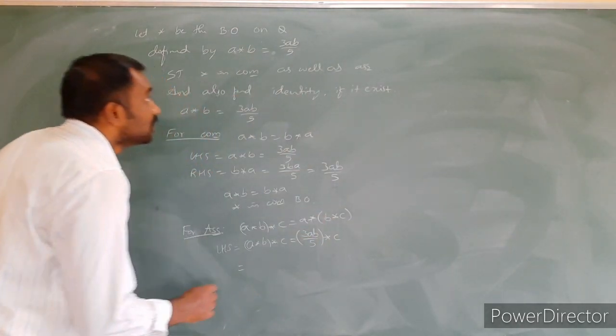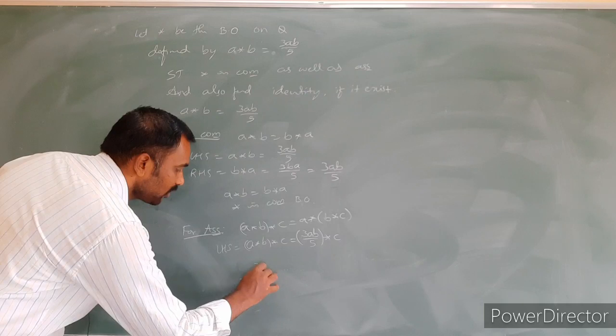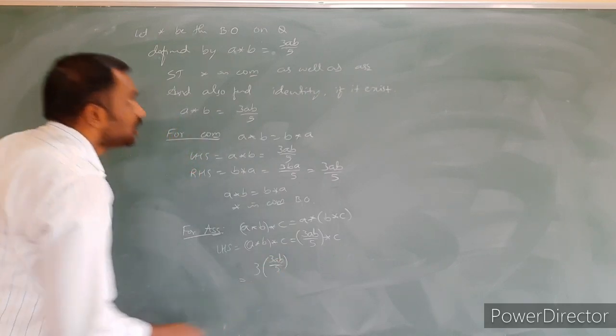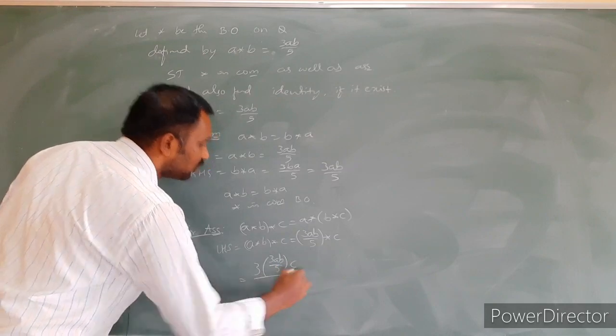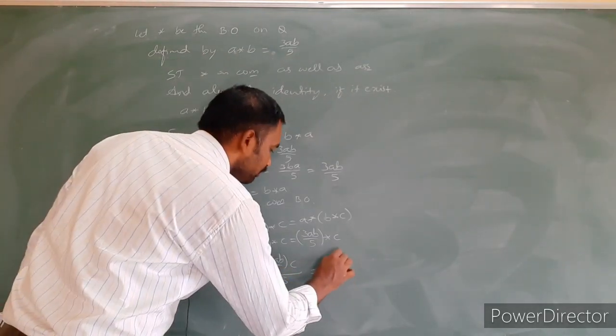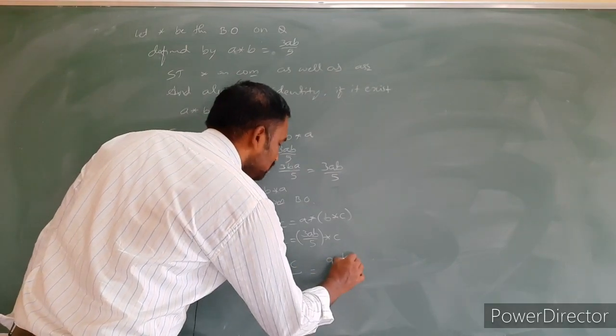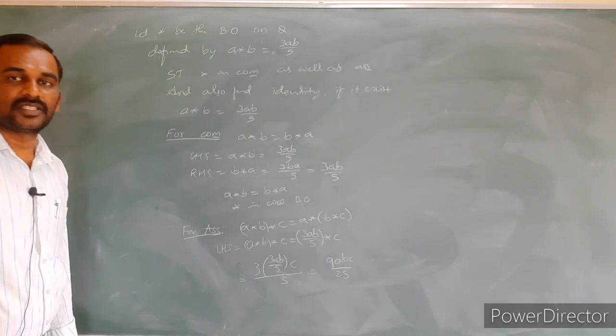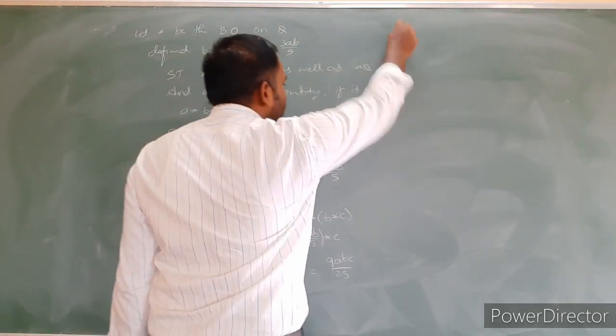What will we get? 3 times of a is nothing but 3a by pi, into b is nothing but c, whole thing divided by pi. Simplify. 3 3s are 9, abc divided by pi squared, that is 9abc by pi squared. This is the LHS part. Similarly, get the RHS part.